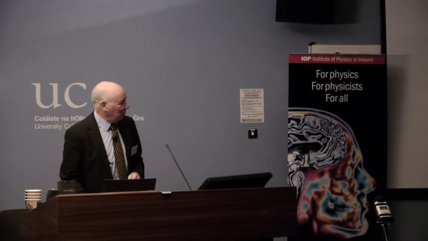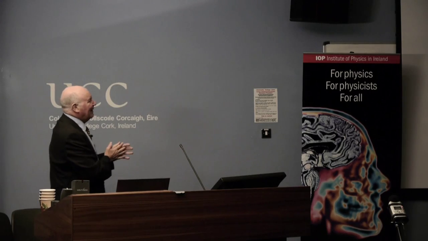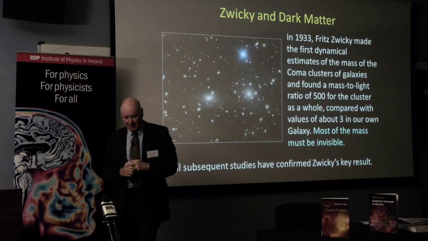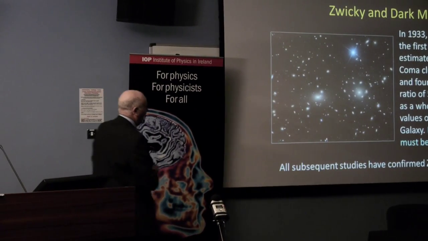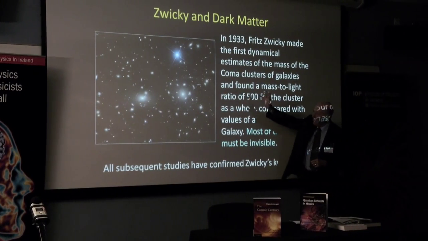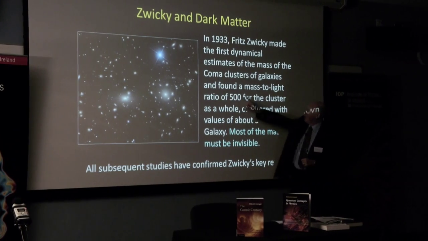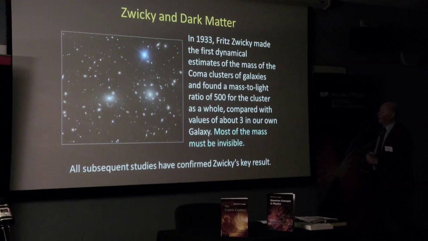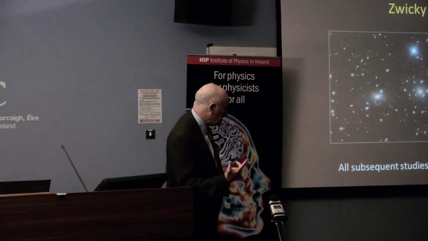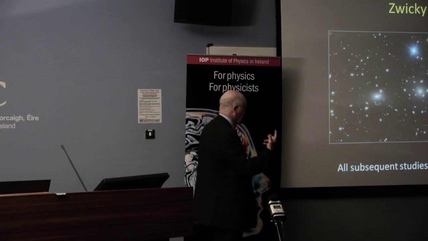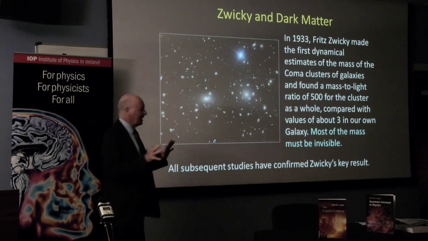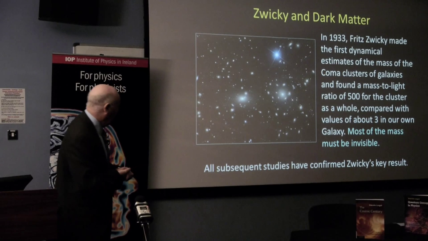Well, as Paul told you this morning, it wasn't long before Fritz Zwicky came along and indeed was able to measure the mass of the Coma cluster of galaxies. This is the picture of the Coma cluster here. And what he found was that the ratio of the mass to light for the Coma cluster, once he'd measured the radial velocities of the galaxies in the cluster, was about 500 for the whole cluster, compared with about 3 for our own galaxy. So it meant there must be much more mass present which was not emitting visible light. So most of the mass in the cluster has to be invisible, and all the studies of galaxies since that time have absolutely confirmed that result.